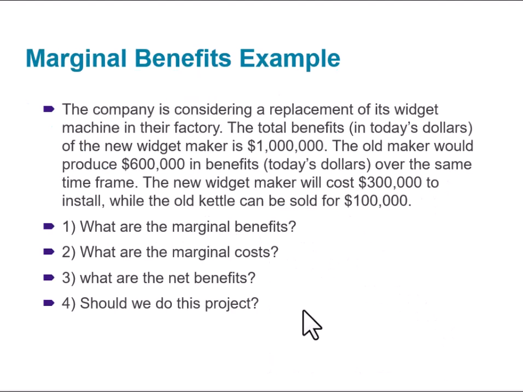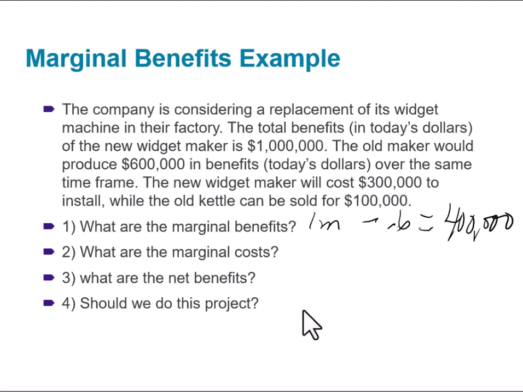Here is a very short example of marginal benefits. We have a company where the total benefits of a new widget maker is $1 million, and the old one would have produced $600,000 in today's dollars. So the marginal benefit is whatever it would have produced today minus what it would have produced before. So the marginal benefits should be $400,000. What are the costs?